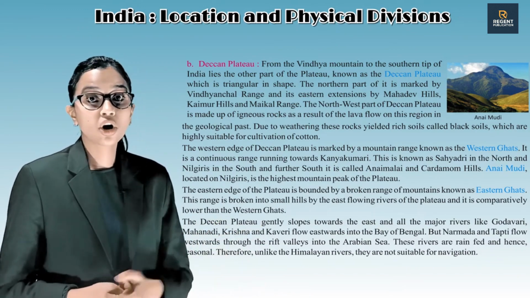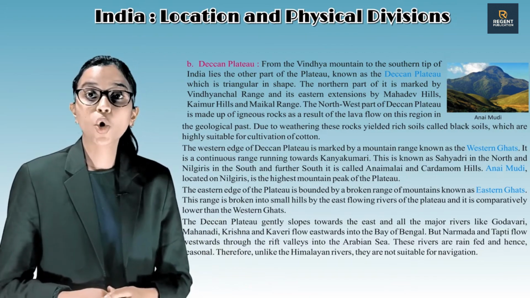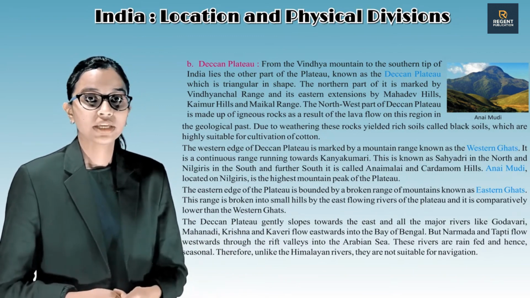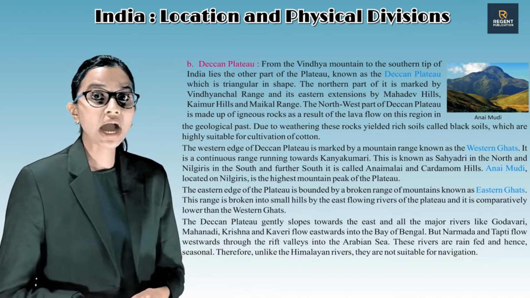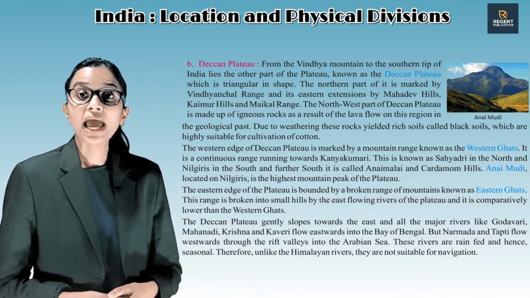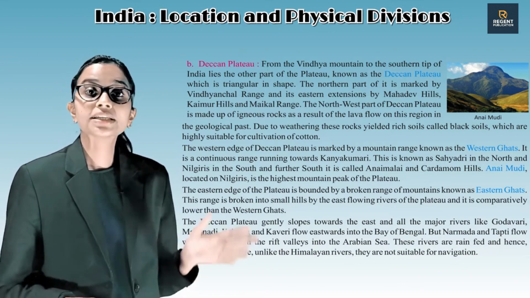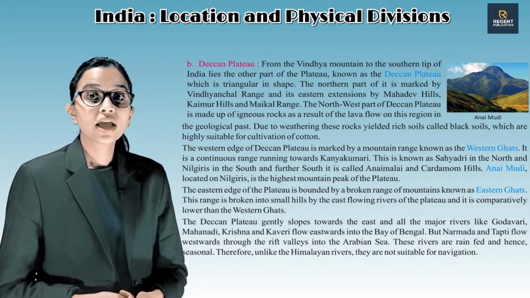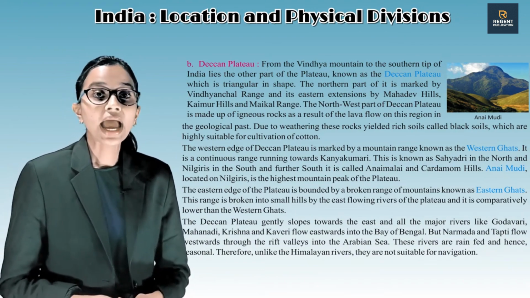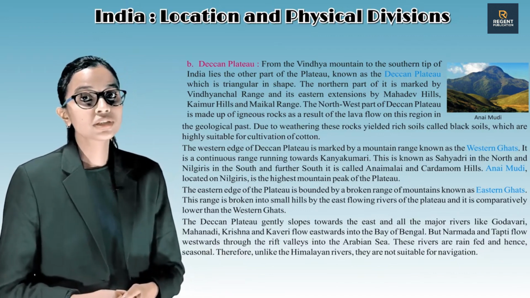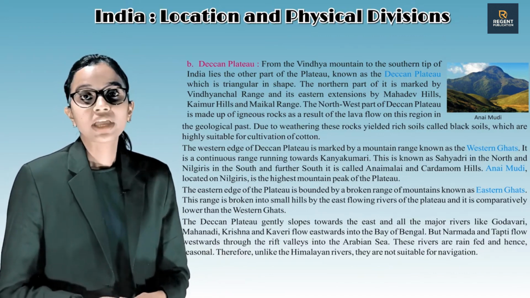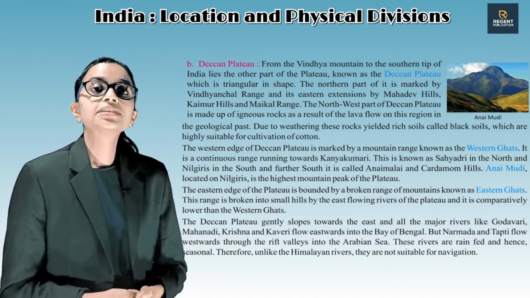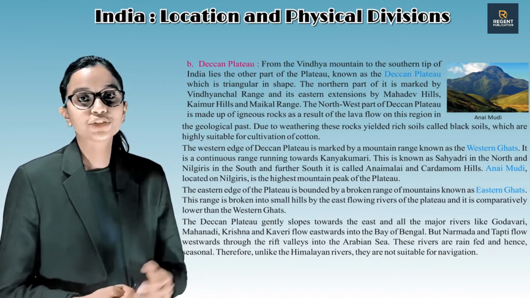Due to weathering, these rocks yield rich soils called black soils, which are highly suitable for cultivation of cotton. The western edge of Deccan Plateau is marked by a mountain range known as the Western Ghats. It is a continuous range running towards Kanyakumari. This is known as Sahyadri in the north and Nilgiris in the south, and further south it is called Anaimalai and Cardamom Hills. Anaimudi, located on Nilgiri, is the highest mountain peak of the plateau.